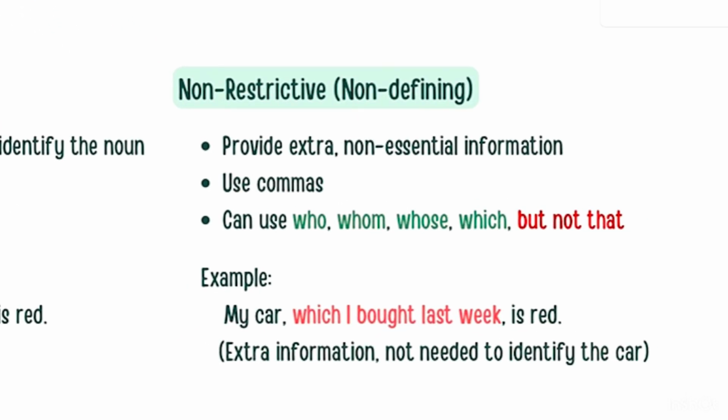Next, non-restrictive clauses, or non-defining clauses, provide extra, non-essential information. They use commas, and you can use who, whom, whose, or which, but not that. Example: my car, which I bought last week, is red. The information about buying the car is extra, not necessary to identify the car.